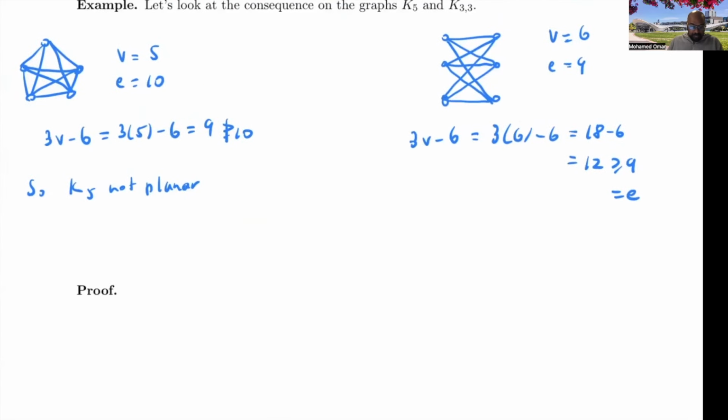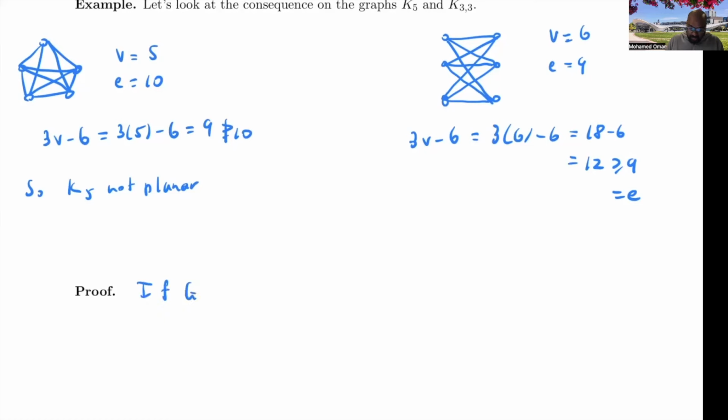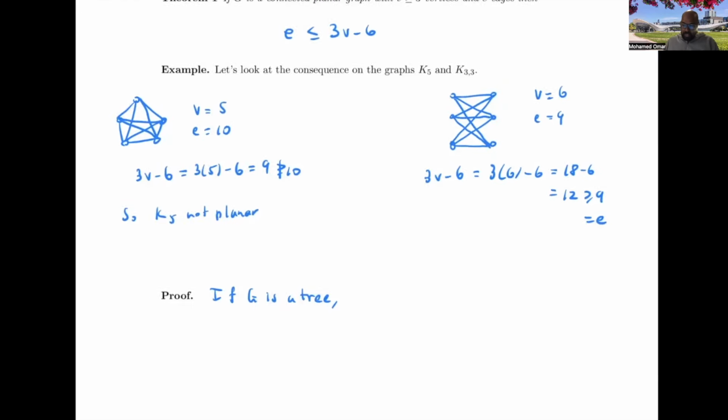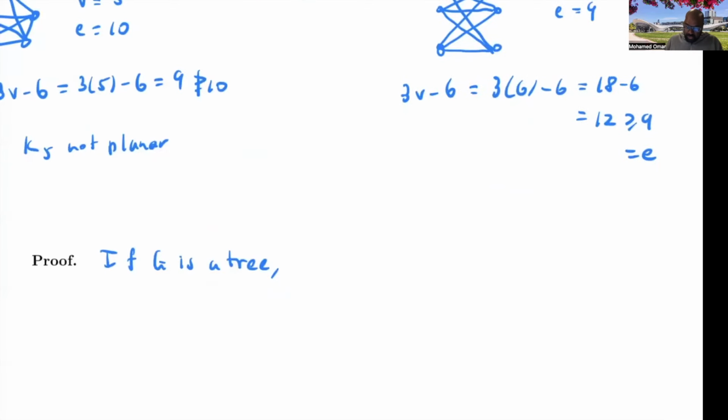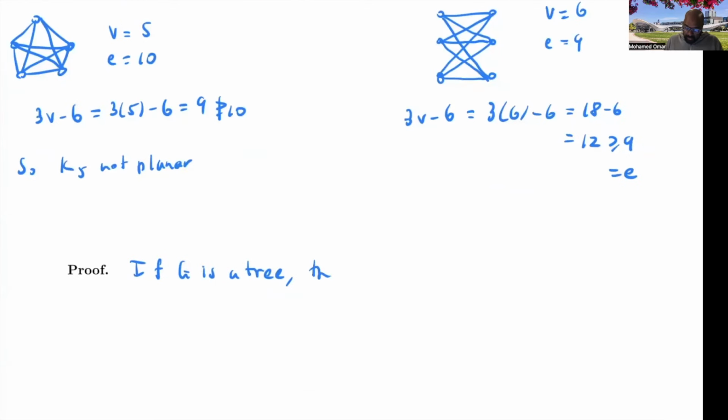Okay. So in the proof, we're going to take two situations. First, we're going to look at if G is a tree. So we have at least 3 vertices here. So if G is a tree, then we're going to write this 3V minus 6 in a little bit different way. We're going to take V minus 1, and then we're going to take 2V minus 5, which is the amount that's left over.